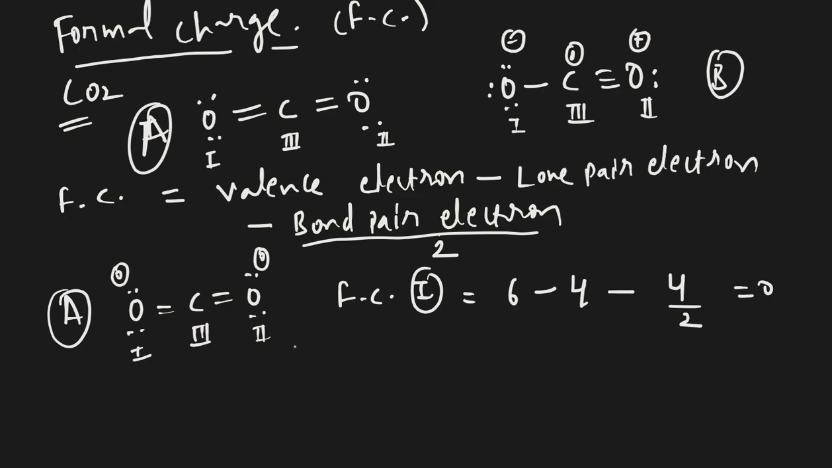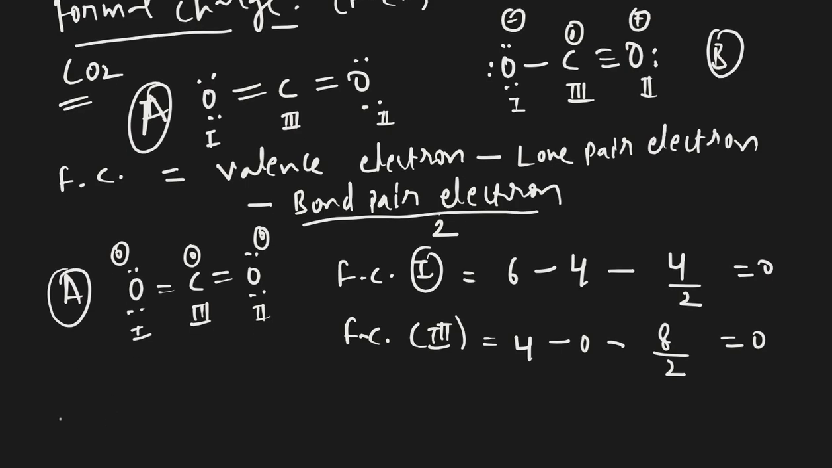Then what about the formal charge on the third, carbon? We know that the valence electron for carbon is 4, minus, how about the lone pair electrons? There are no lone pairs, so minus 0, minus how many bonds are there? 1 2 3 4. 4 2s are 8, because for each single bond I have to count twice. So 8 bond pair electrons divided by 2. So again this also has 0 charge, right? I hope this is clear.